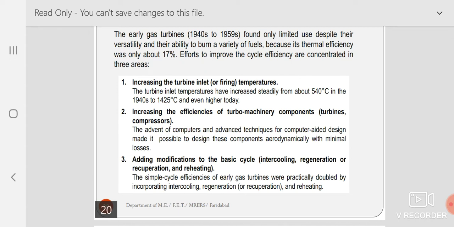Number two, increasing the efficiencies of turbomachinery components, turbines, compressors, etc. Different turbomachinery components like turbines and compressors, we are increasing their efficiencies. The advent of computer-aided design made it possible to design these components aerodynamically with minimum losses. Aerodynamically. What is aerodynamic movement?